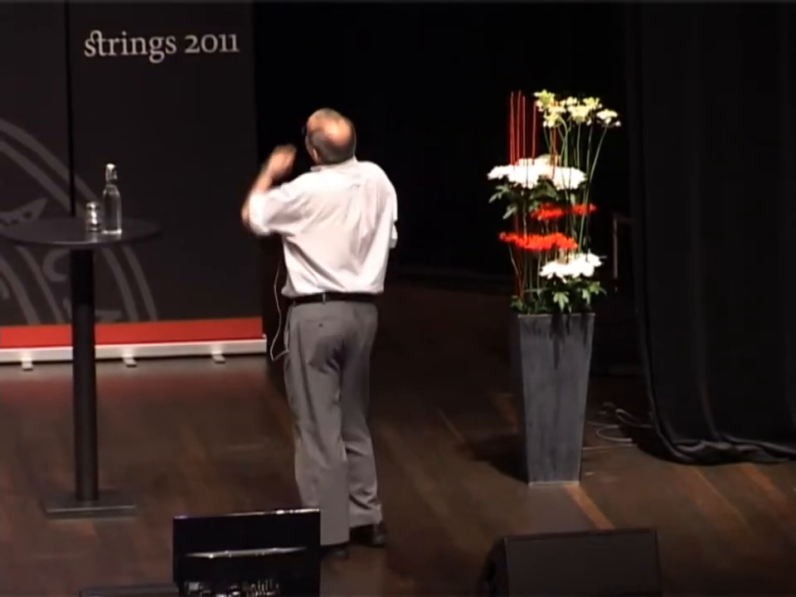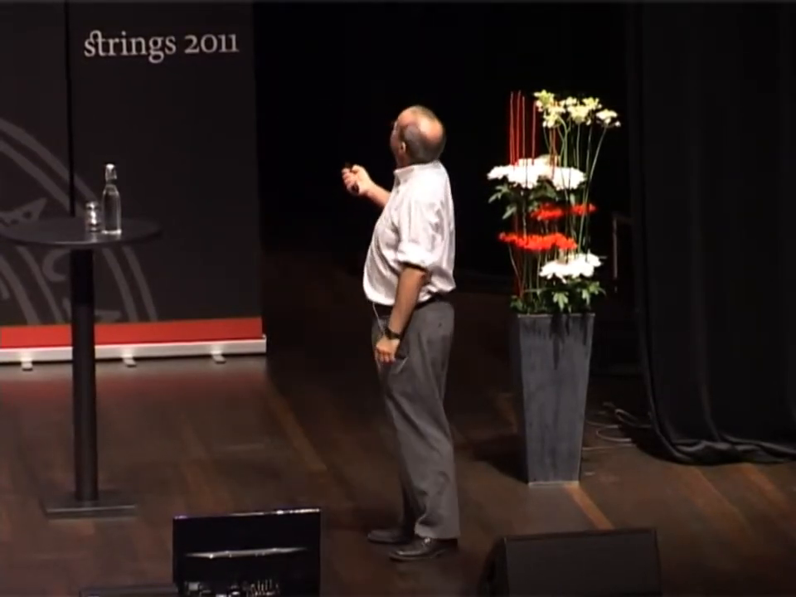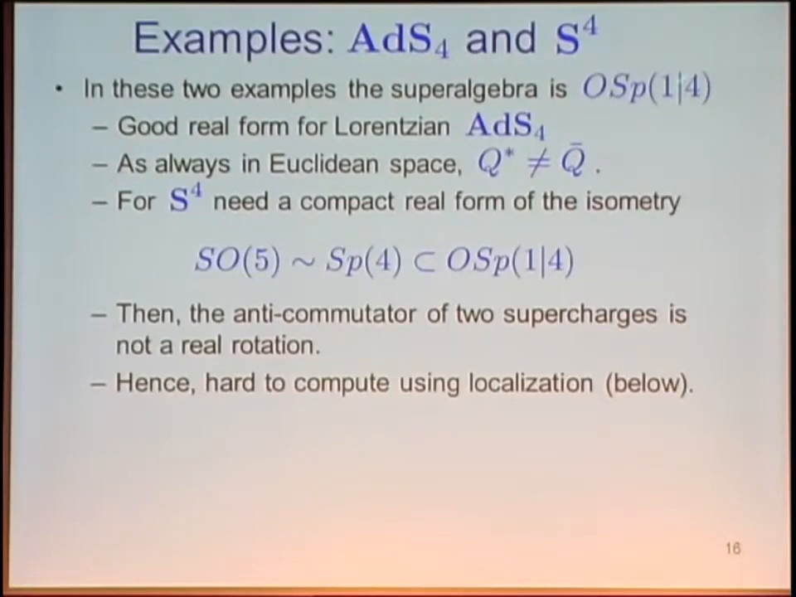What are the symmetry groups? Well, the symmetry group is OSP(1|4) that includes 4 supercharges. You see the supersymmetry algebra is not the supersymmetry algebra of flat space. And for Lorentzian AdS4, it has a nice real form, the real form of supersymmetry in AdS. So that's nice. And as always, if we take it to Euclidean space, Q star is not the complex conjugate of Q bar. So Q star is not equal to Q bar. Q bar is an arbitrary supersymmetry generator.